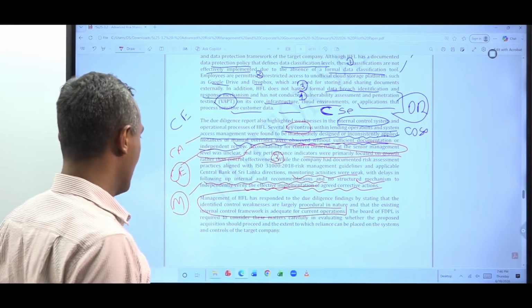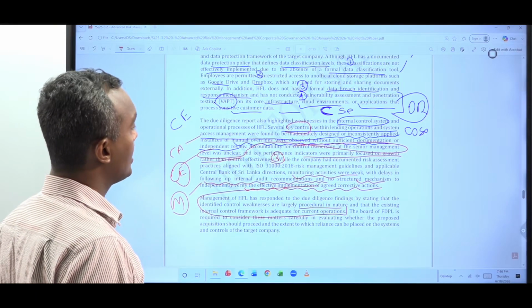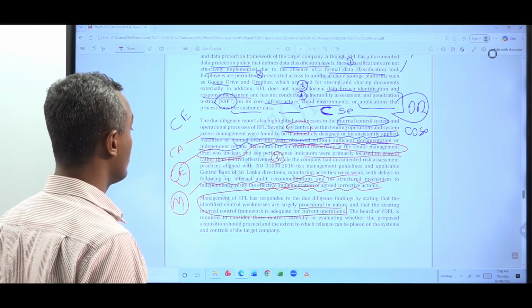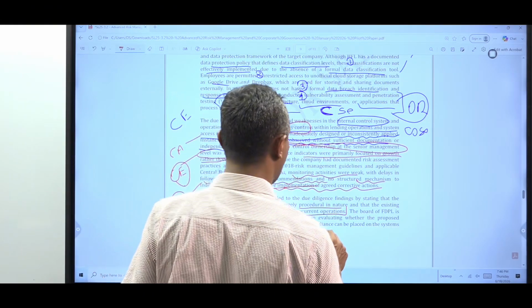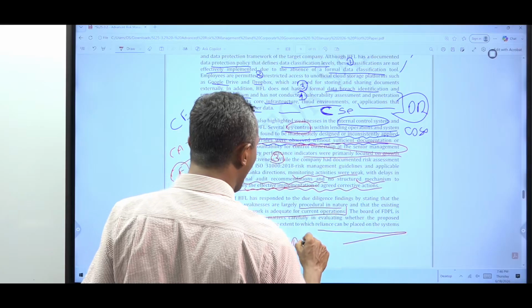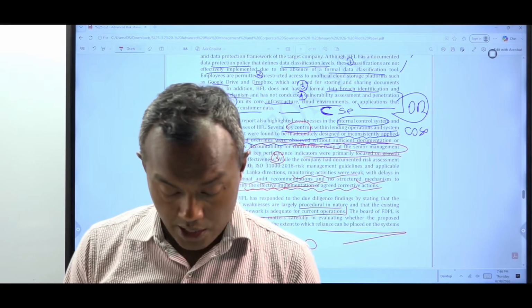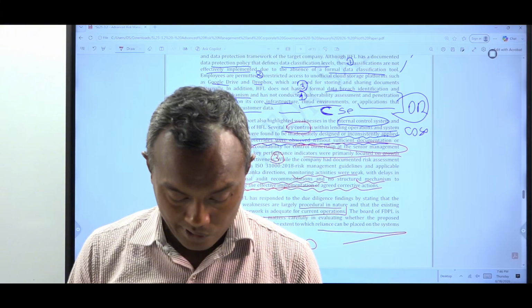The board is required to consider these matters carefully in evaluating whether the proposed acquisition should proceed, and the extent of reliance that can be placed on the internal control. Can you rely? No. That is also what the examiner has asked in the question, whether you are able to rely on this, right?